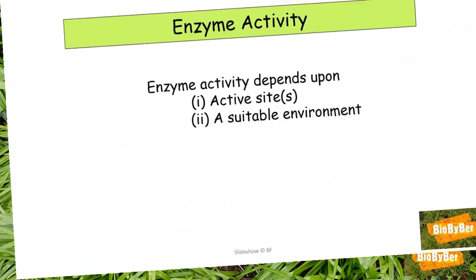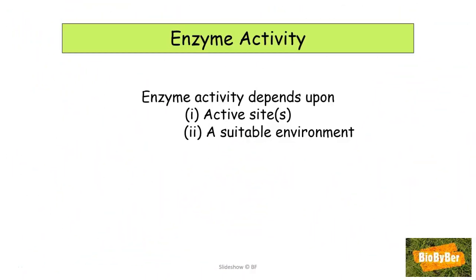As we know already, enzyme activity depends upon 1. The active site and 2. A suitable environment. Why is this the case? Well, don't forget, enzymes are three-dimensional globular proteins. Therefore, the active site has a three-dimensional or 3D definite shape. And the shape of the active site is specific, meaning the enzyme will be complementary or match just one substrate.